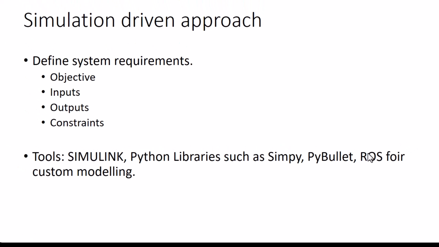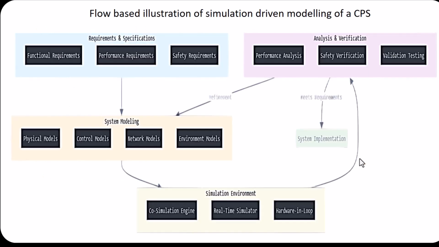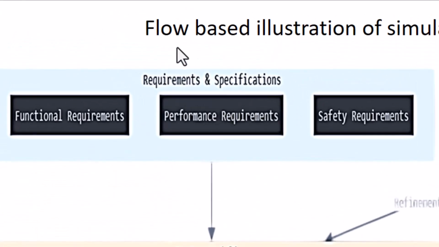Now, having defined the system requirements and using one of these tools, we go for the simulation-driven approach. This is a flow-based illustration of simulation-driven modeling of a CPS. As I told you before, you first talk about requirements and specifications. This is where we define our objective. Objective is nothing but the functional requirement. Then these are the input-output requirements.